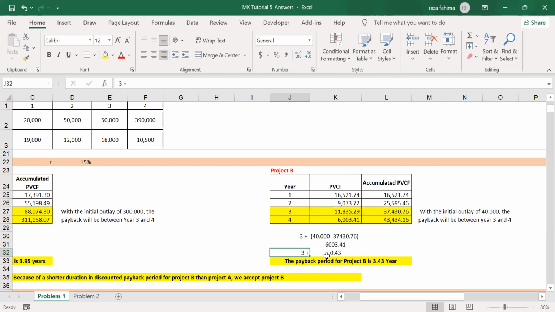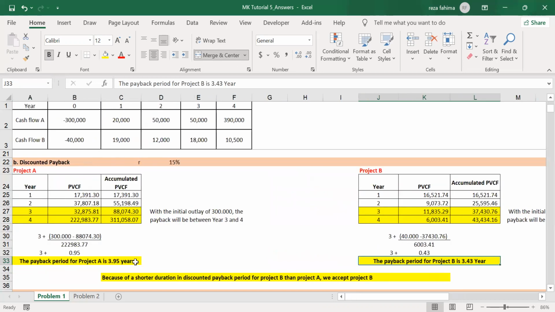3 plus 0.43 for the payback period of the project B. It means that the payback period for project B is 3.43 years. And if we take a look in discounted payback period, the discounted payback period of project B is shorter than the one in project A. It means that we're gonna choose project B based on the discounted payback.